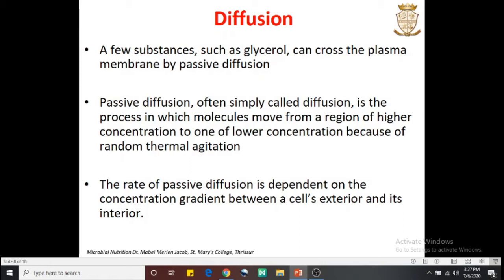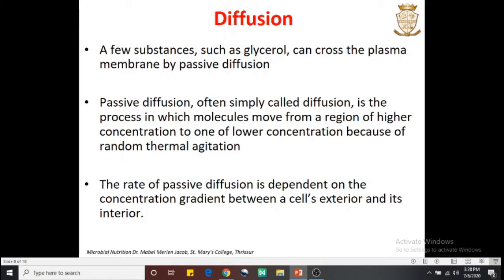Now, a little more elaborate about diffusion. A few substances such as glycerol can cross the plasma membrane by passive diffusion. Passive diffusion, often simply called diffusion, is the process in which molecules move from a region of higher concentration to one of lower concentration because of random thermal agitation. Agitation can help this rate of diffusion.